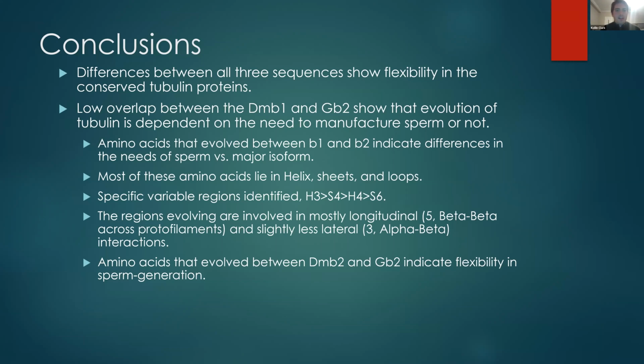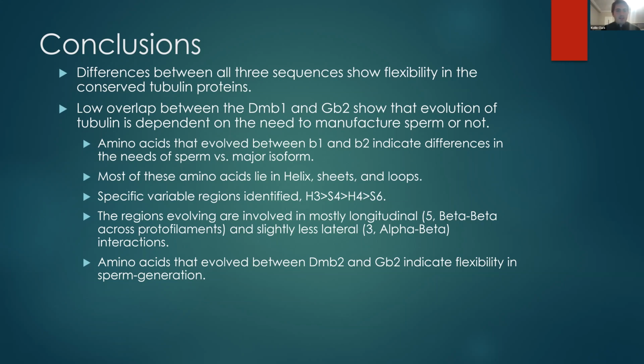And then that the amino acids that evolved between beta-1 and beta-2 indicate differences in the needs of sperm, or beta-1 being the major isoform and product of tubulin that's present everywhere else other than the sperm.